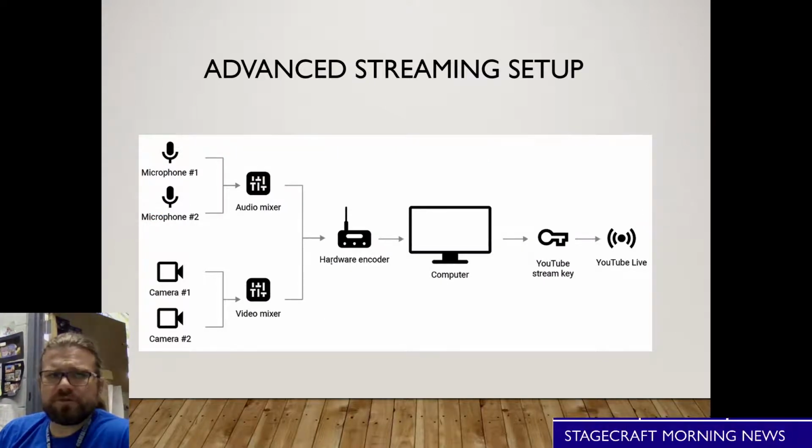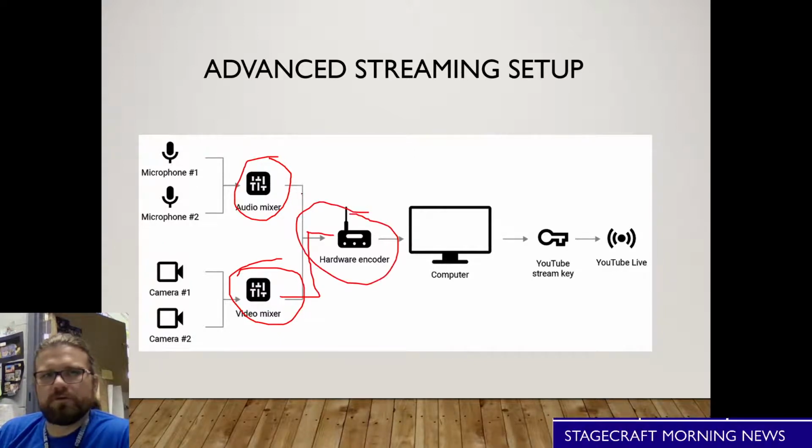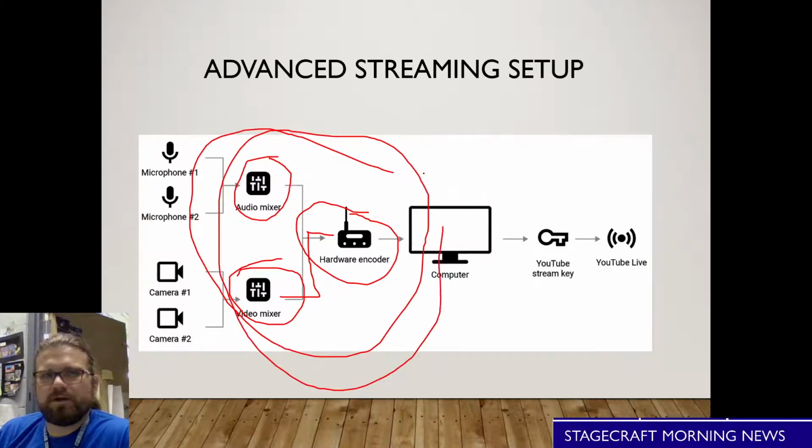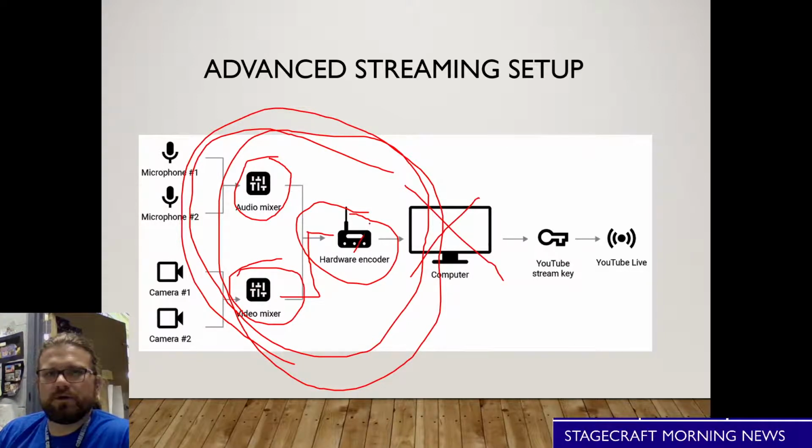In a more advanced streaming setup, you're going to separate your audio and your video into two different systems. So you'll have a mixer dedicated to the audio, and then a mixer, or more likely it's called a switcher, that is going to control your cameras and combine that into a feed. And then you may have a hardware encoder. On some devices, this is all one device, with the audio, video, and hardware encoder set up together. And sometimes you don't even need the computer. The hardware encoder may talk to YouTube and do that whole thing.